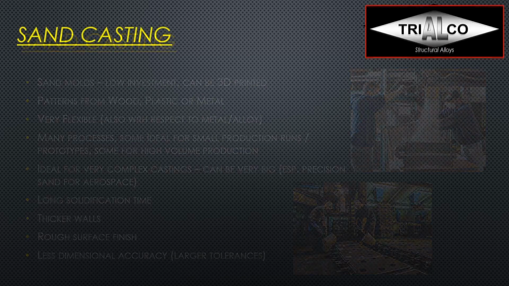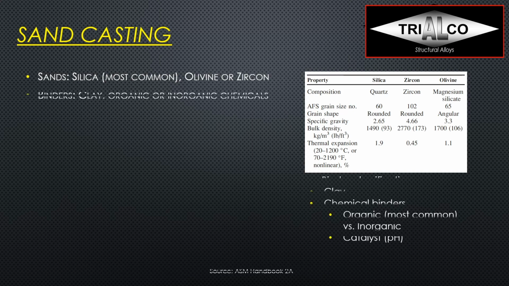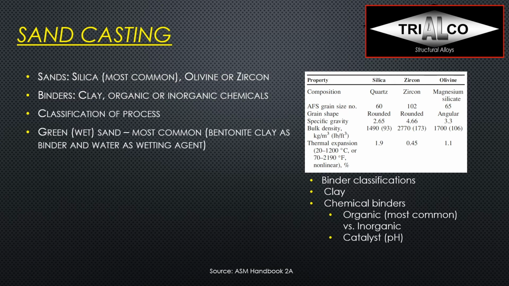In sand casting, you distinguish between different sands. So the most common one is the silica sand. You can also have olivine and zircon sands. You can see here their composition and grain size. We also distinguish between different binders, so they can be clay, organic, or inorganic chemicals, which is very typical, along with a catalyst. Then, for the classification of the process, the most common one is green casting.